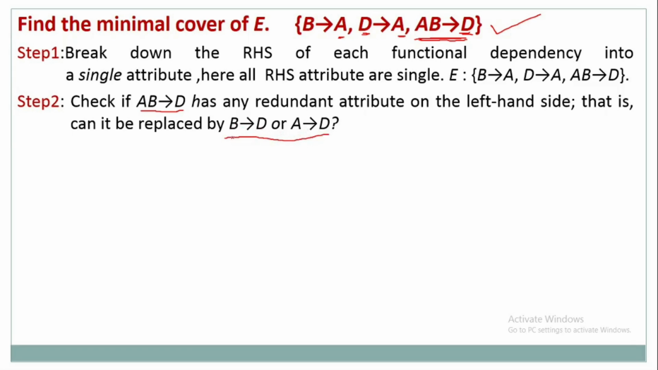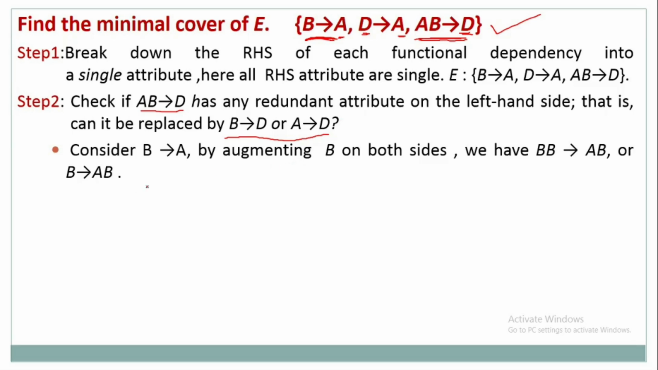In order to convert to B determines D or A determines D, we have AB determines D, and we have B determines A. We can make use of this B determines A. If I augment B on both sides, based on the augmentation rule, consider B determines A; by augmenting B on both sides, we get BB determines AB. Anyway, we have AB determines D. So B determines AB and AB determines D. Then based on the transitive rule, B determines D.